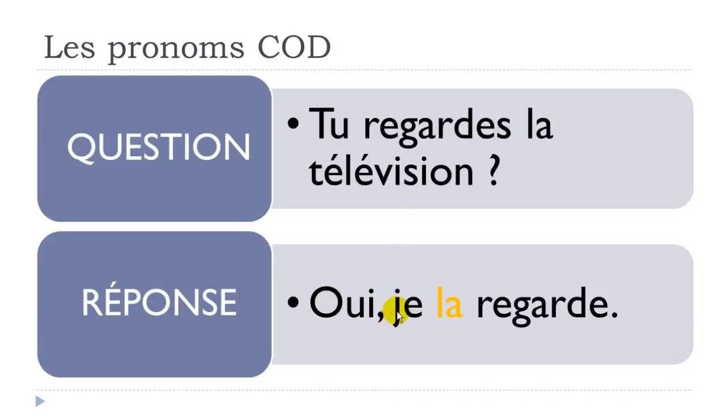Oui, je la regarde. So, as I said a long time ago in a lesson, remember that in French, the pronouns, like this one for instance, are coming before the verb. So that's the reason why you will have this la here before the verb. Oui, je la regarde. Okay?